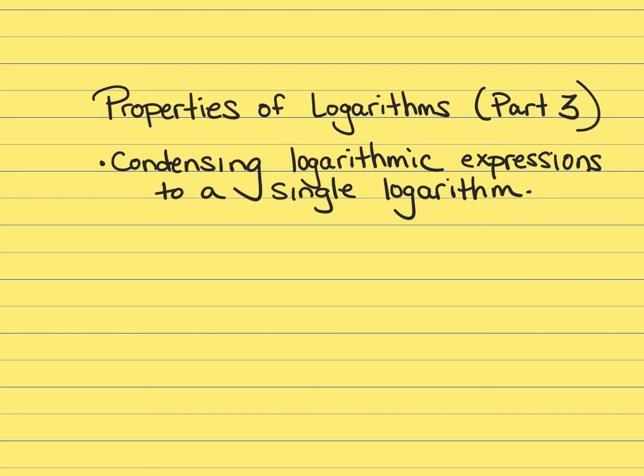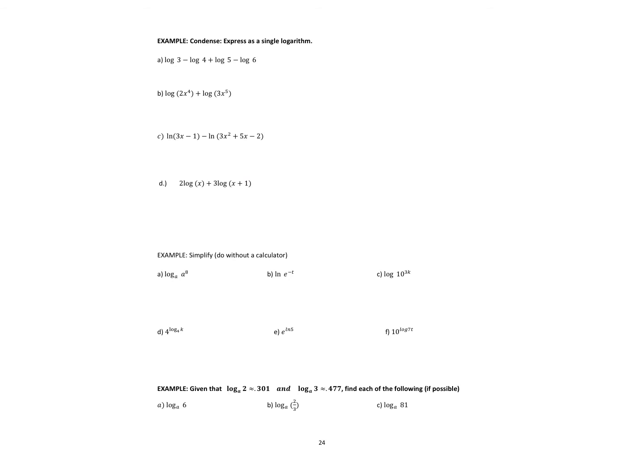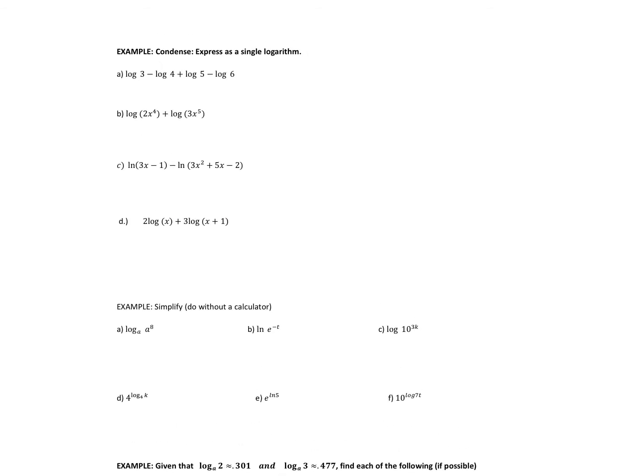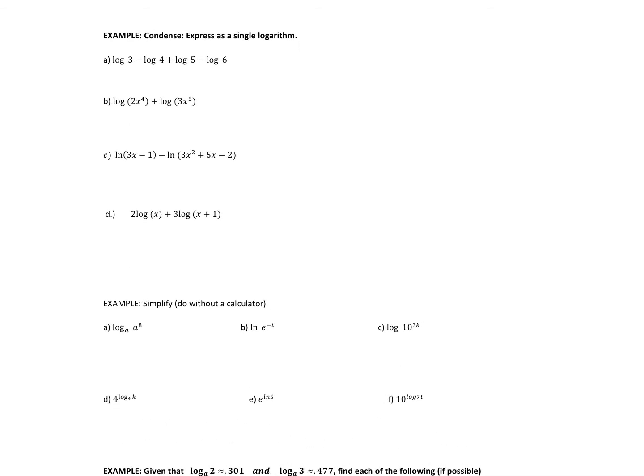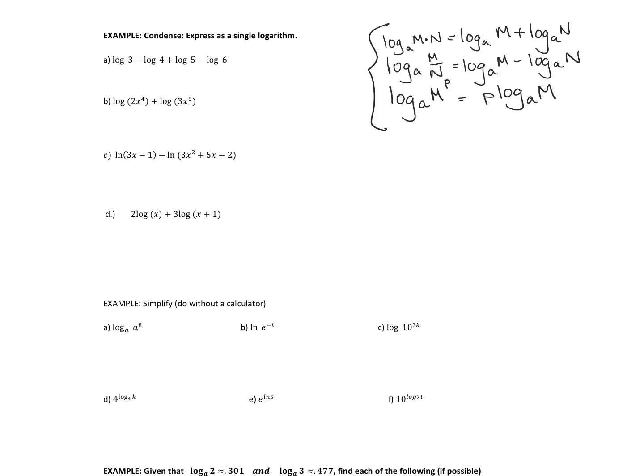This is part 3 of 3 properties of logarithms, condensing logarithmic expressions to a single logarithm. So when we condense our logarithmic expressions, we have to use the 3 rules of logs. They are: the log of a product is the sum of the logs, the log of a quotient is the difference of the logs, and the log of something to a power is the power times the log of that something.